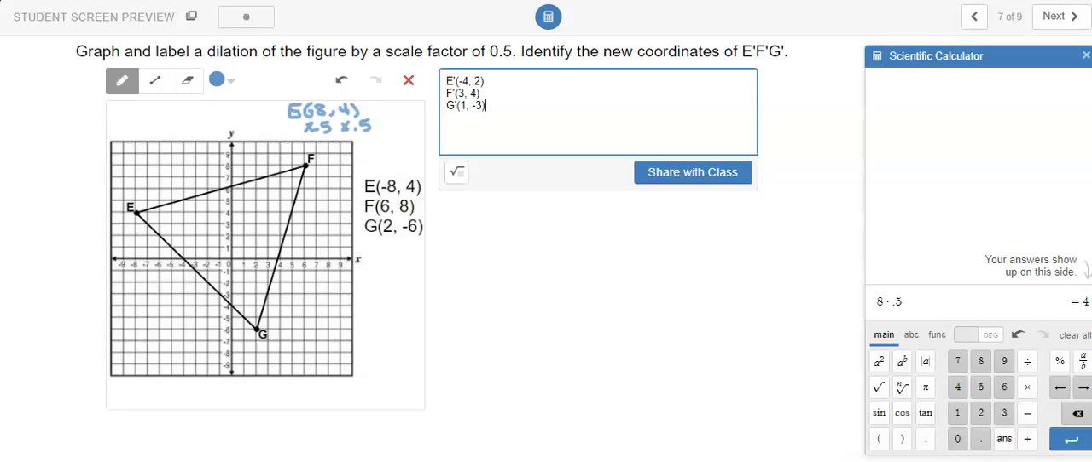So then I'm going to graph this. So I've got -4, 2 right here for E. I got 3, 4 for F. Don't forget the prime marks, I almost did. And then G will be at 1, -3, which is right here. And then I can use my line tool if I want to connect these, make it easy on myself. And that's it.